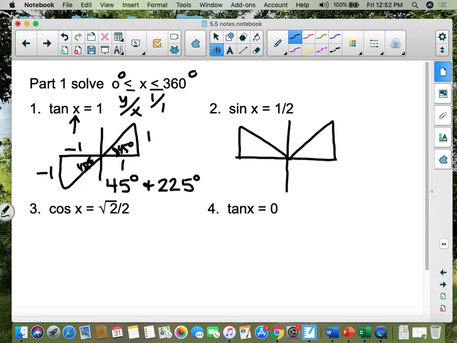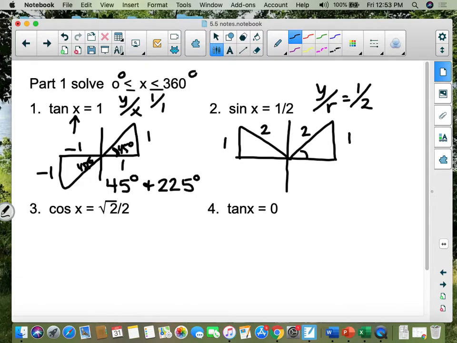Again, maybe you want to write your formula down. Sine is y over r, or 1 over 2. I'm going to label my triangles. My y value is 1 and my radius is 2. You should know what kind of triangle it makes if you have a 1 and a 2, and I don't care about that, but it's root 3, isn't it?